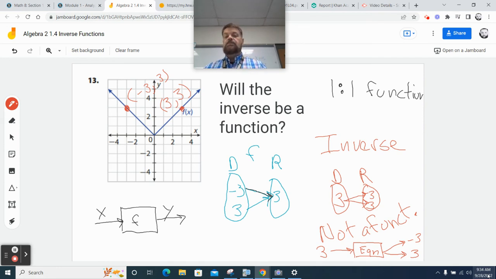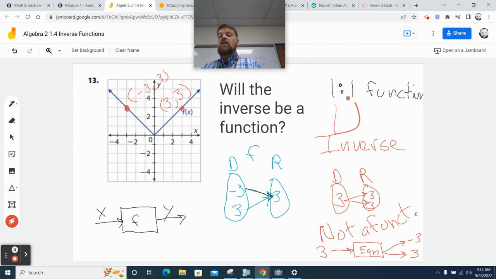Yes? Why didn't you use 3 twice, since it's -3, 3, and 3, 3? Why did you only use 3? Oh, I see what you're saying. Because when we talk about domain and range, there's no point to count the same value twice, especially when we're doing a mapping, right? 3 is a unique number. Your question was, why didn't you just map them separately, like 3 maps to -3 and then down below that, 3 maps to 3, right?